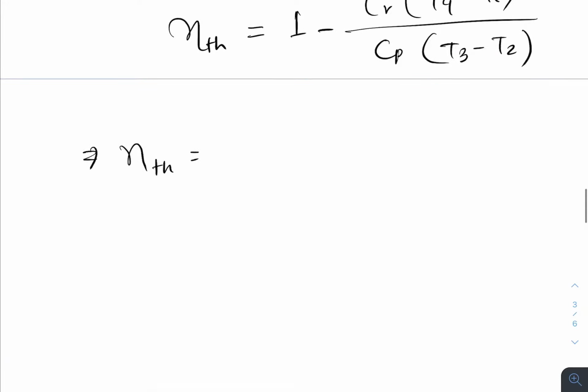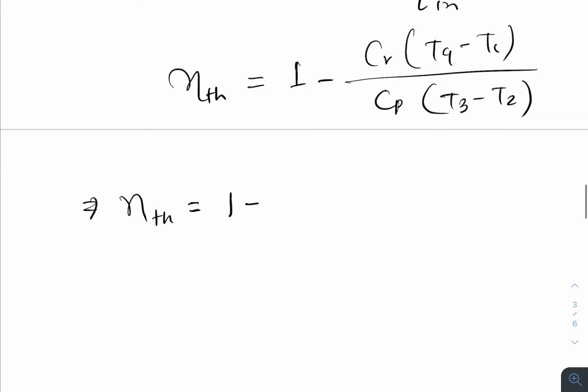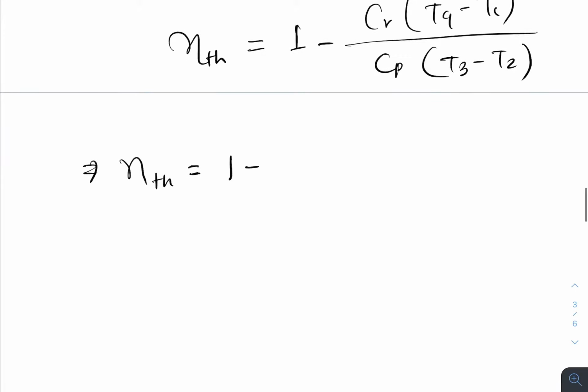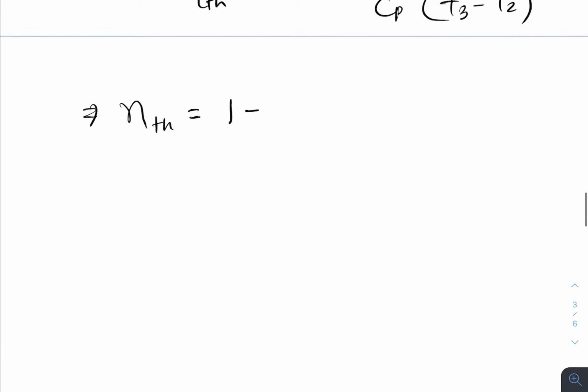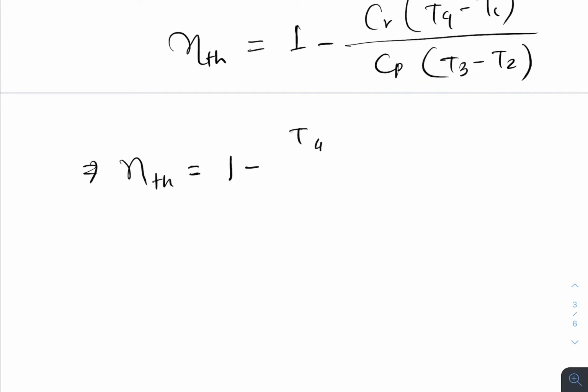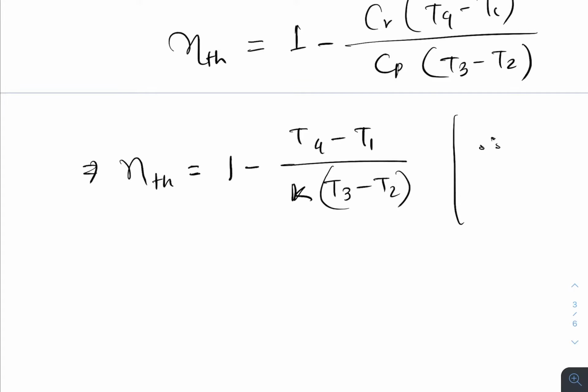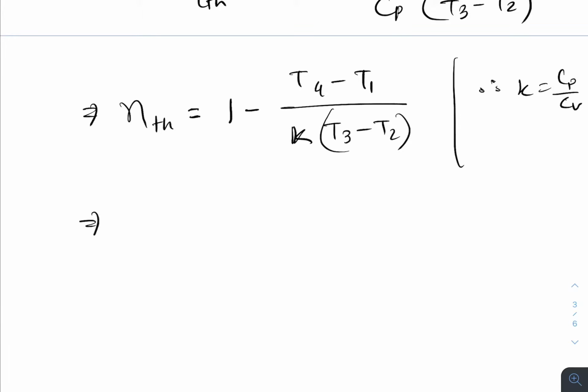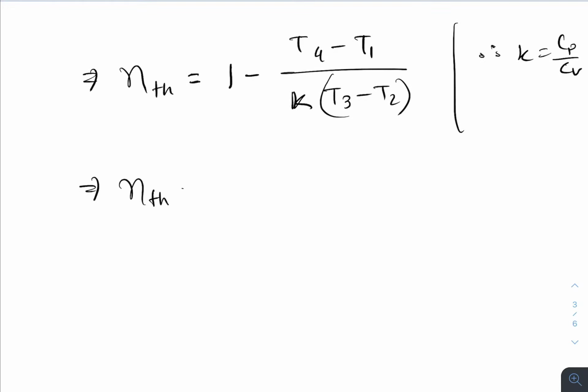Now we can rewrite this expression just by taking out this T1 from that expression, and we also know that Cv divided by Cp equals the specific heat ratio, which is k equals Cp divided by Cv. So we can write it this way: T4 minus T1 divided by T3 minus T2 times k, since k equals Cp over Cv.